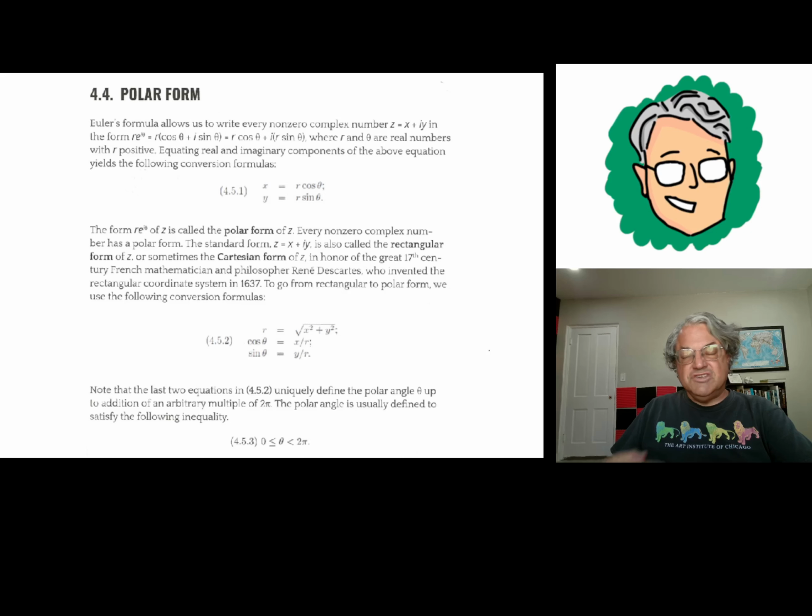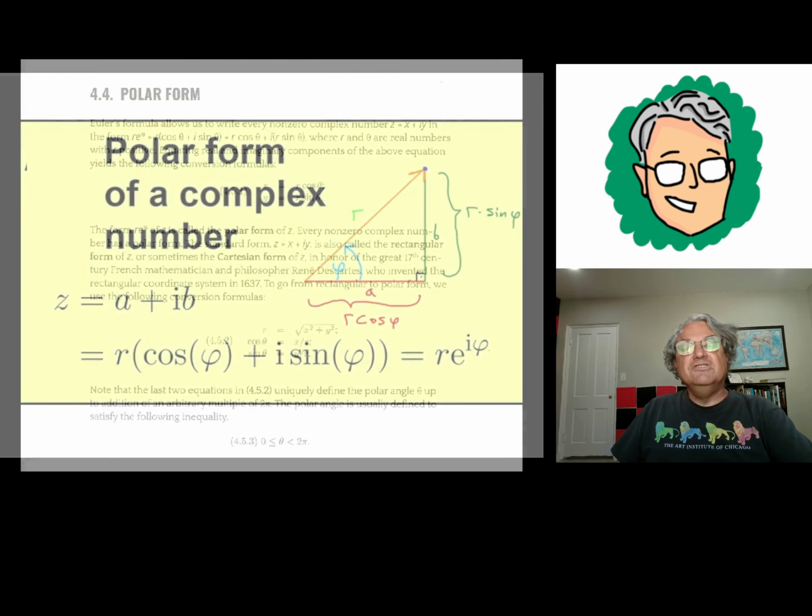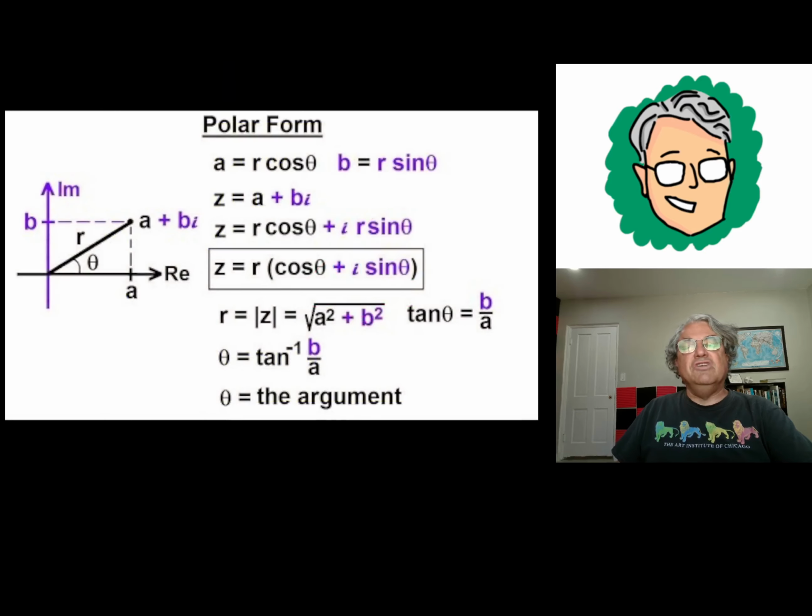And so that's how you can go from rectangular to polar coordinates. To go from polar to rectangular, I think is a little bit easier. You just say x equals r cosine theta and y equals r sine theta. So those are the formulas for going back and forth between rectangular and polar coordinates. And both forms are very useful.